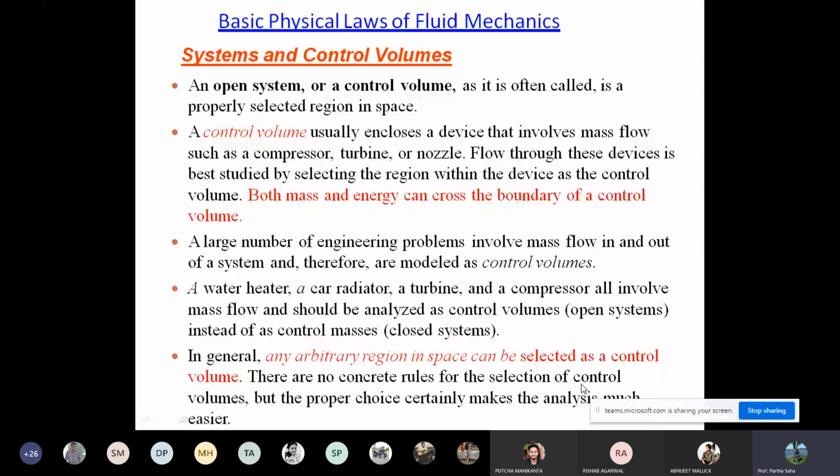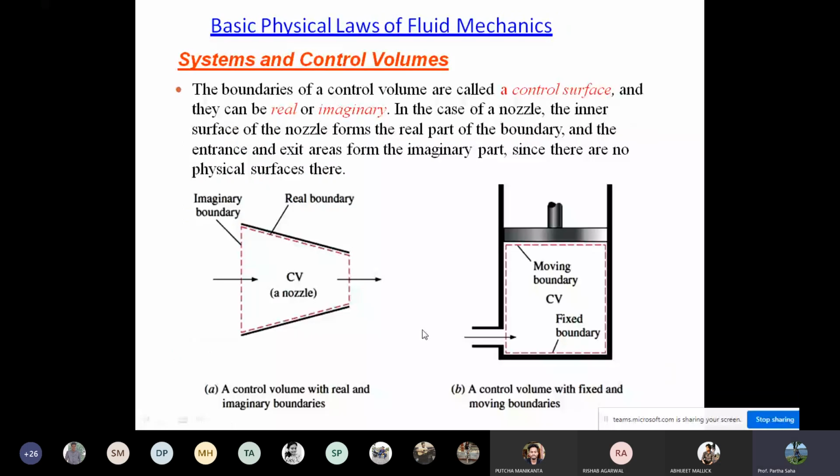So let us look into this example. As you can see here, this is the control volume. This is the real boundary, and this is the piston moving to and fro. This is an imaginary boundary because at the opening end and the closing end, the mass and energy can easily move in and out. That's why it's called an imaginary boundary, whereas the real boundary is this side. The boundary of a control volume is called the control surface, and it can be real or imaginary.